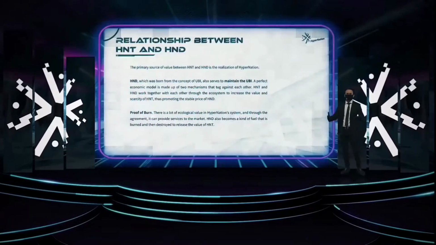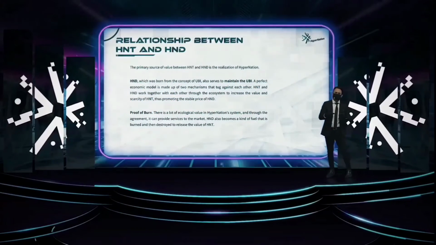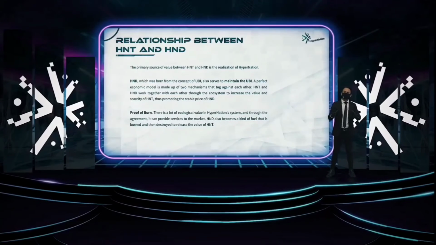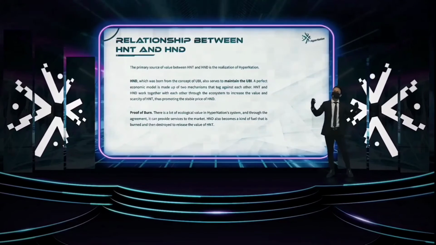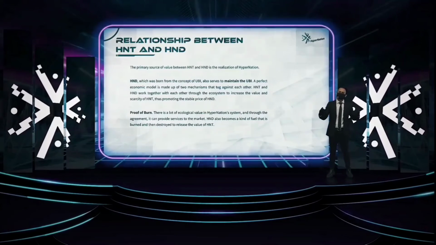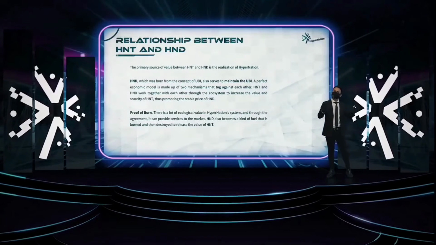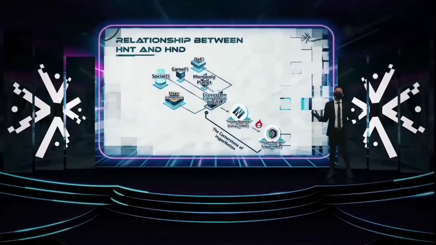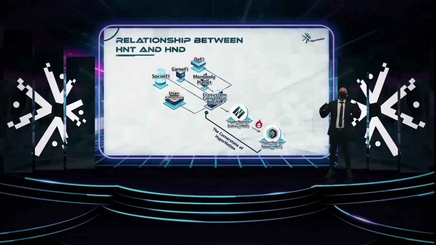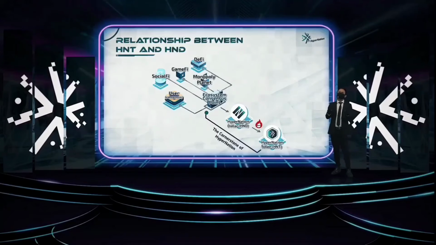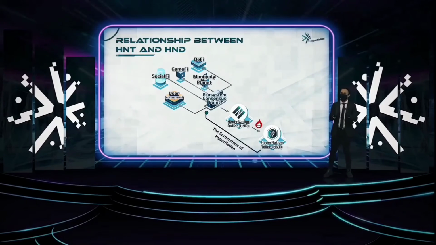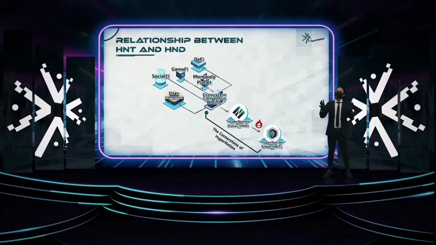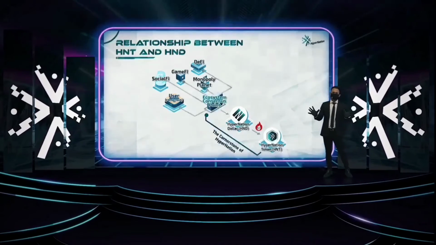HND and HNT interrelate with each other. The relationship is such that HND and HNT work together through the ecosystem and make the value and scarcity of HNT increase, thus also promoting the stable price of HND. In simple words, a consensus point will inflate the supply of HND, which will then be burned to mint HNT. HNT will be recirculated back within the integrated consensus system.